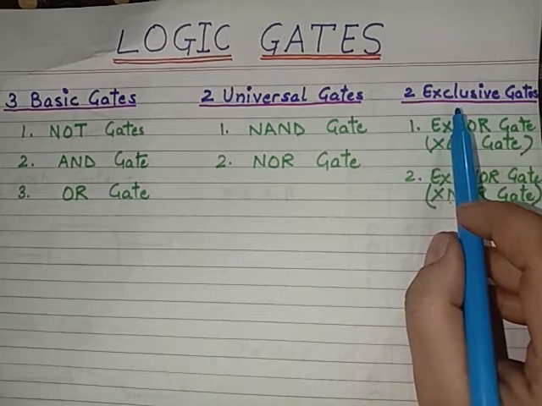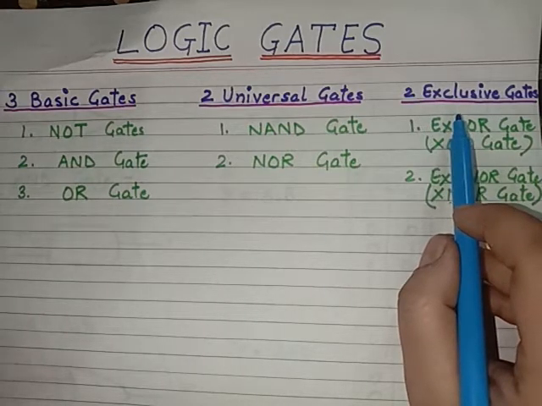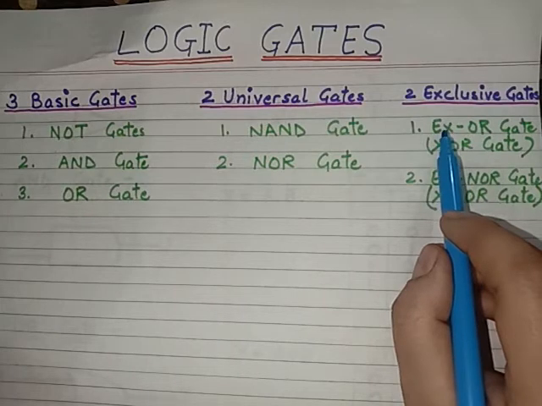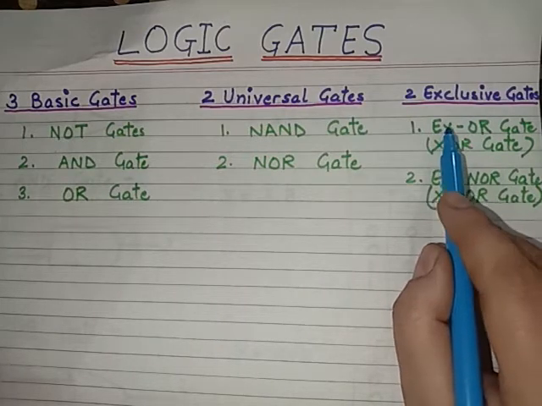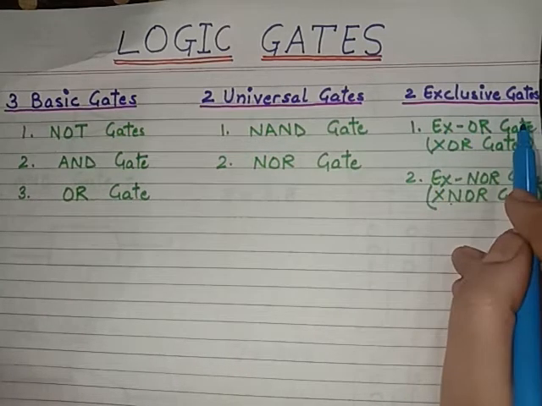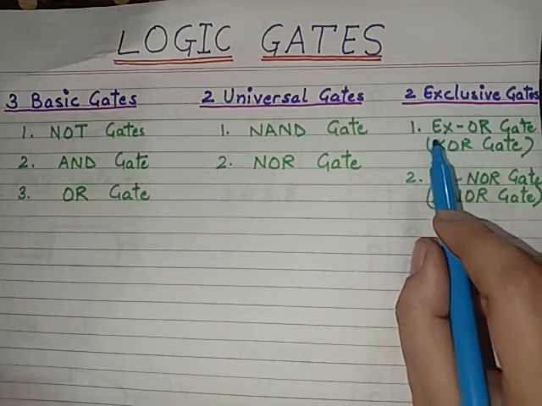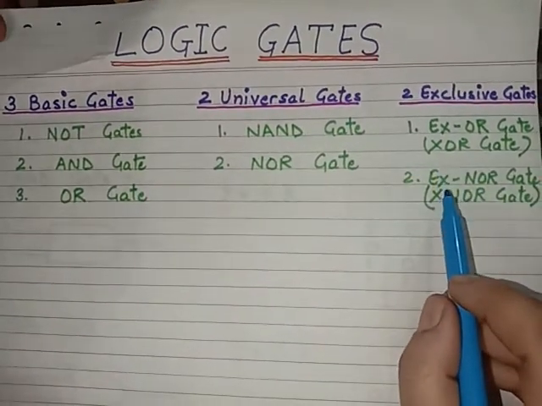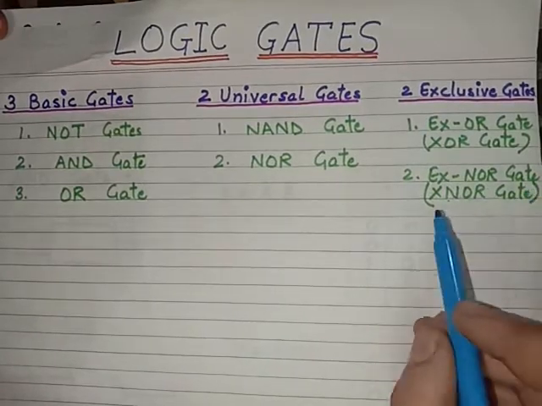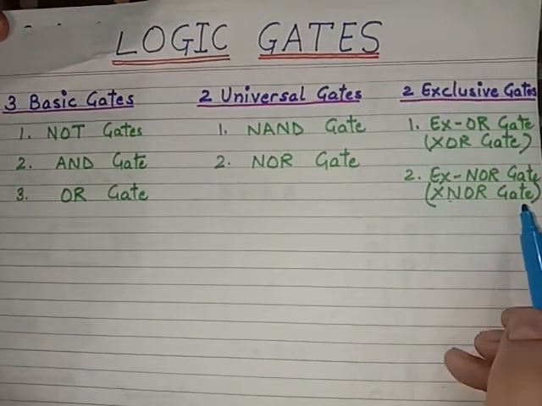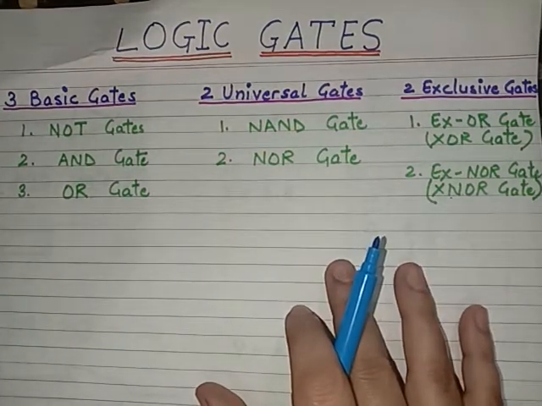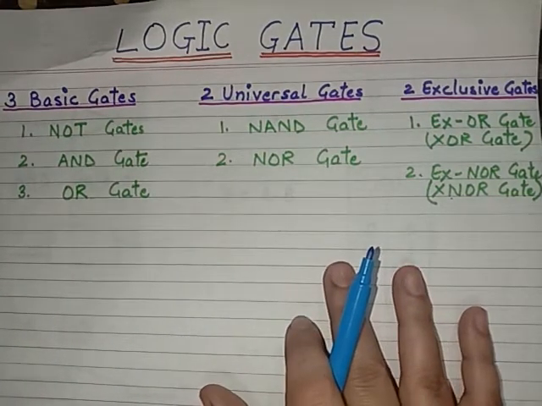As you know, exclusive means something special. Exclusive is special, so you will have two special gates, that is the exclusive OR gate. You can simply write it as XOR gate. And the second one is the exclusive NOR gate, or you can write it as XNOR gate. We will be discussing all these gates in detail in today's session.